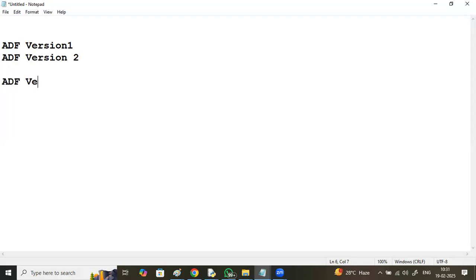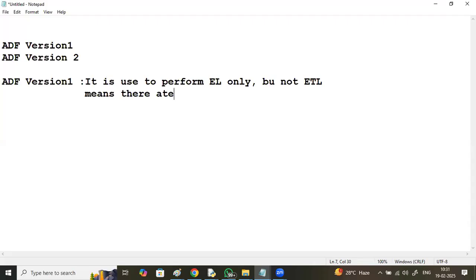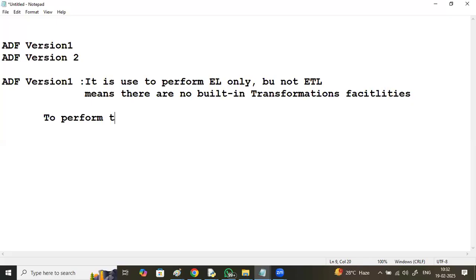ADF version 1 is used to perform EL, not ETL, because there are no built-in transformation facilities in version 1. To perform transformations in version 1, some additional services are required.